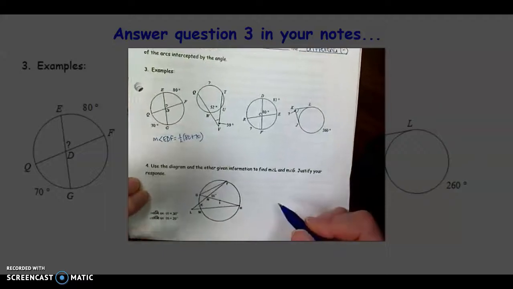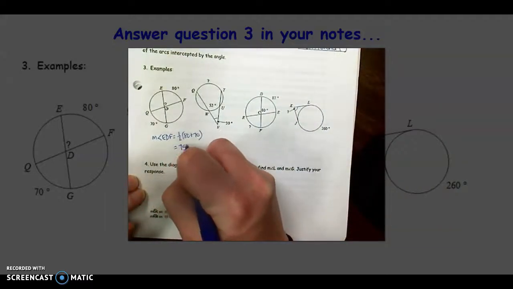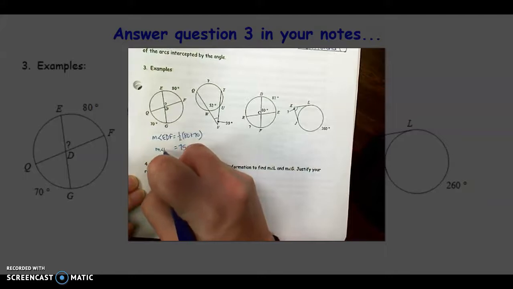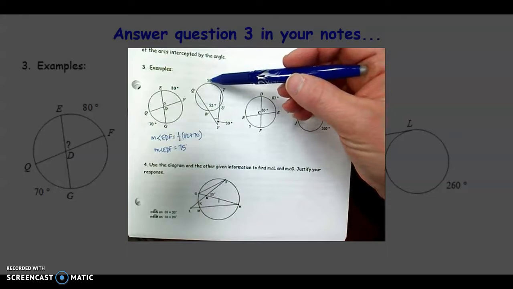Well, 80 plus 70 is 150. Half of that is 75 degrees. So the measure of angle EDF is 75 degrees. The second one is wanting us to find this arc.